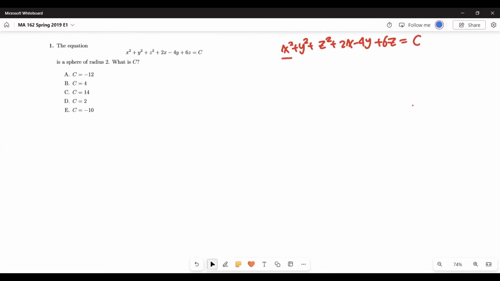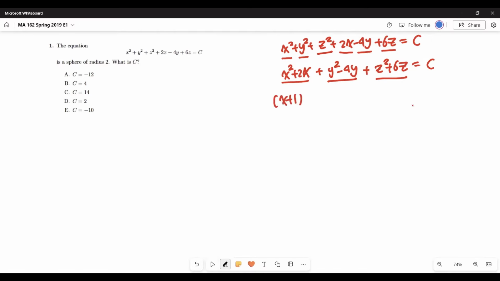So you see x squared plus 2x, so let's write them together. And y squared minus 4y, let's write them together as well. Same thing with z squared and 6z. So when you see all of this, you can group them as x plus 1 squared, like completing the squares, plus y minus 2 squared plus z plus 3 squared.